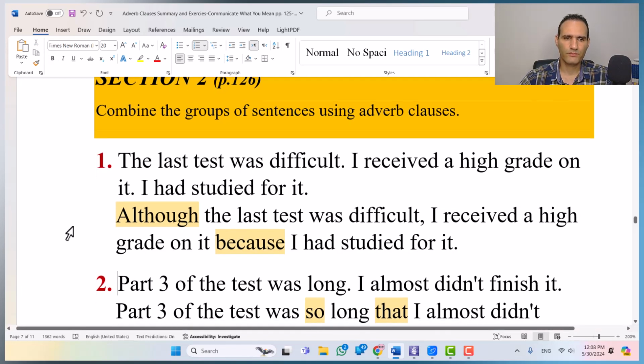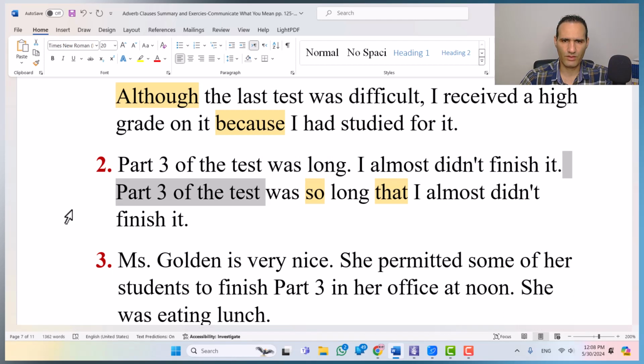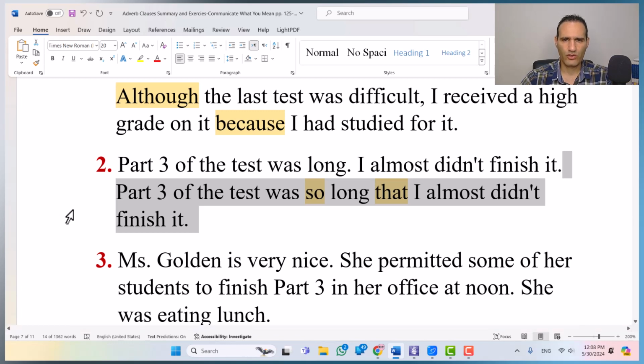Number 2. Part 3 of the test was long. I almost didn't finish it. So part 3 of the test was so long that I almost didn't finish it. So, adjective that.